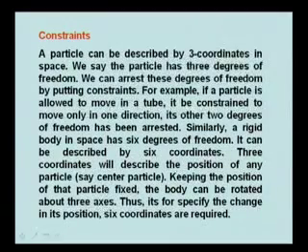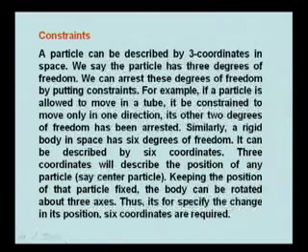Now, we discuss constraints. A particle can be described by 3 coordinates in space. In any Cartesian coordinate system, a particle can be described by x, y, z. Therefore, we say the particle has 3 degrees of freedom. A particle can have some x coordinate, some y coordinate, some z coordinate.